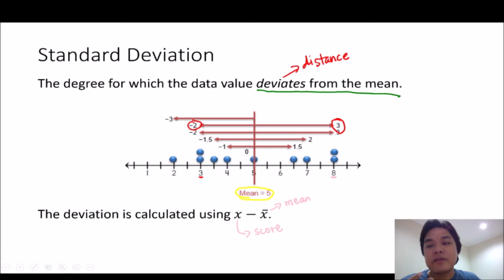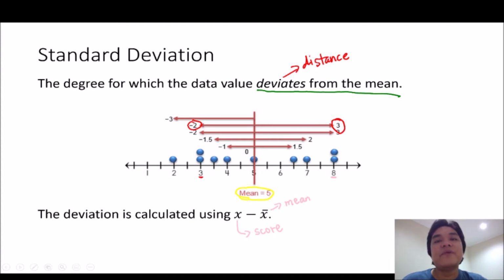Now, if you notice, in range and interquartile range, we only consider two values. Here in standard deviation, we're considering all the scores in your data set. That's why the standard deviation is the most used measure of variation compared to the other measures of variation. Of course, if we consider all the scores, we're going to have several deviations, and that is not easy to interpret. What we need is to come up with one number.